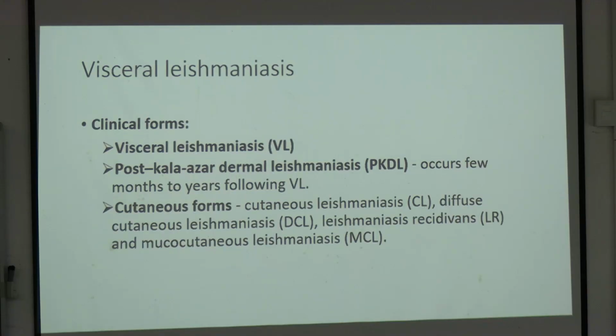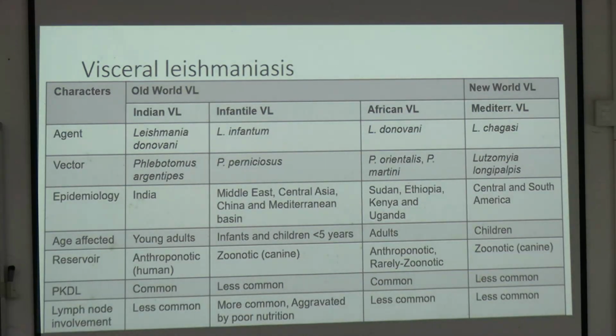The presentation would be in three forms, either visceral leishmaniasis or cutaneous, or the manifestation of visceral leishmaniasis after treatment is called as post-kala-azar dermal leishmaniasis. So in India, if we look at the agents causing leishmaniasis, we have the old world and the new world, and among the old world we have the chief pathogen Leishmania donovani, where the visceral leishmaniasis is seen and the post-kala-azar dermal manifestations are very common. Next.